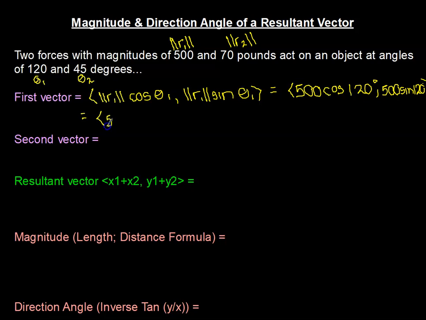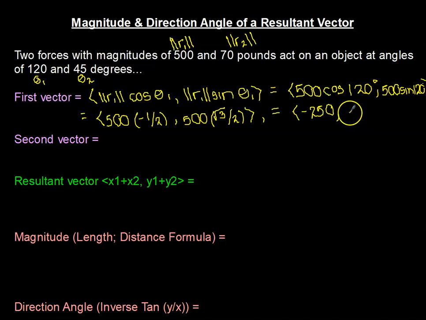500 times the cosine of 120 degrees. Cosine of 120 degrees is -1/2. And then I'm taking 500 times the sine of 120 degrees. The sine of 120 degrees is the square root of 3 over 2. And then I'll simplify each one. 500 times the -1/2 gives me -250. And 500 over 2 would be 250, and I'm just going to bring over the square root of 3.